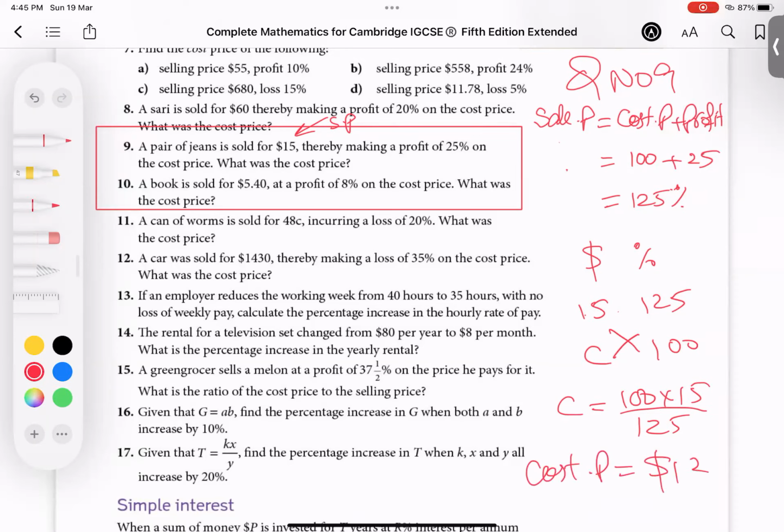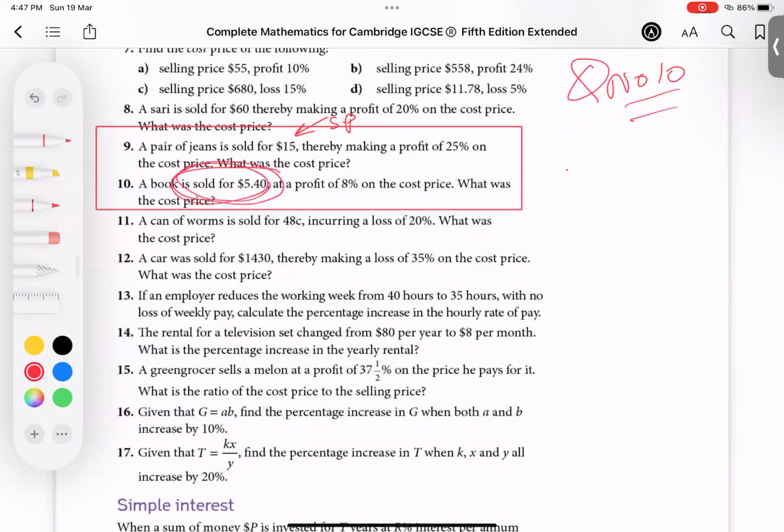Let's go for the next part. So question number 10 now. What is the question? A book is sold for 5.40. Sold means selling price. I said before that whenever this kind of question comes, the selling price actually consists of two things: a cost price and the profit.